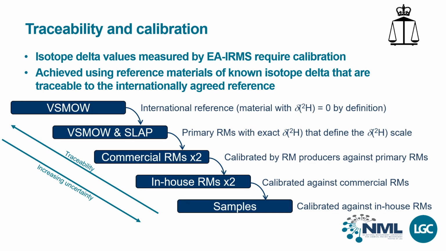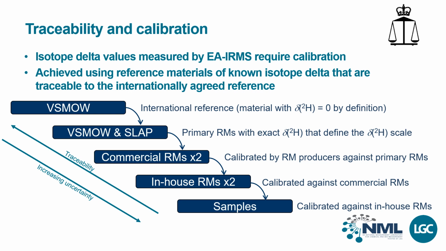For hydrogen, the internationally agreed reference standard is Vienna Standard Mean Ocean Water, VSMOW. VSMOW has hydrogen and oxygen isotopic abundances that mimic the average surface waters of the world's oceans. The hydrogen isotope delta scale has two primary reference materials with values assigned by consensus rather than calibration.